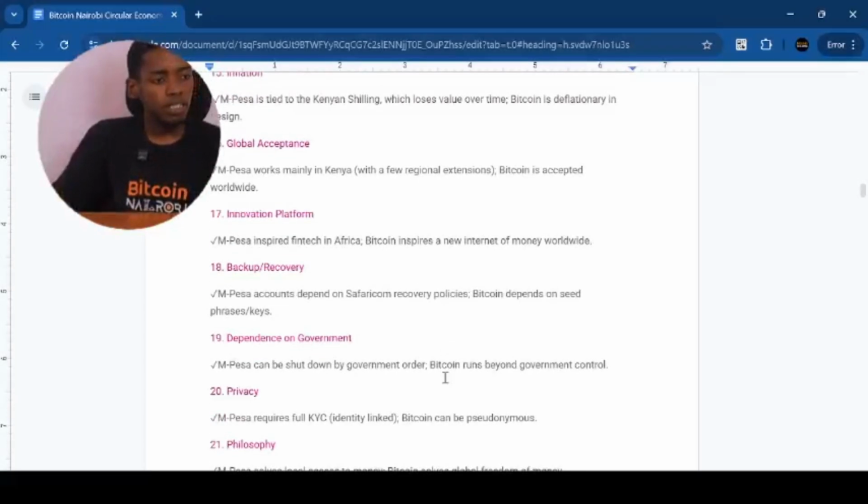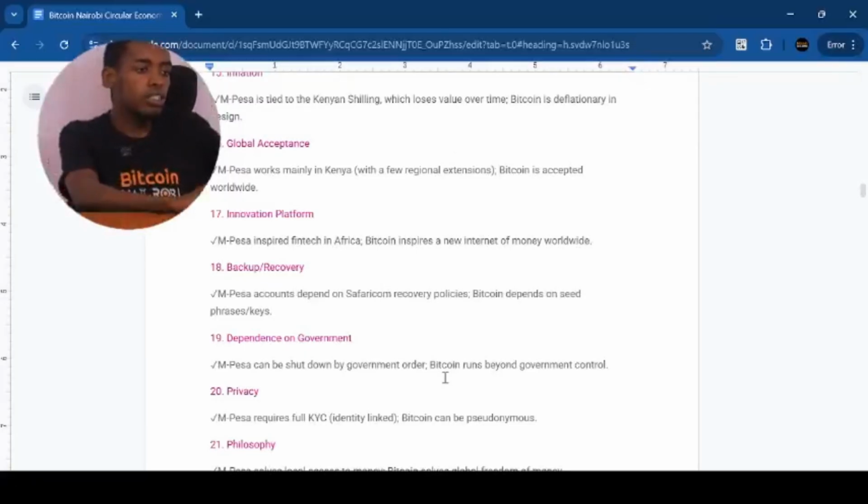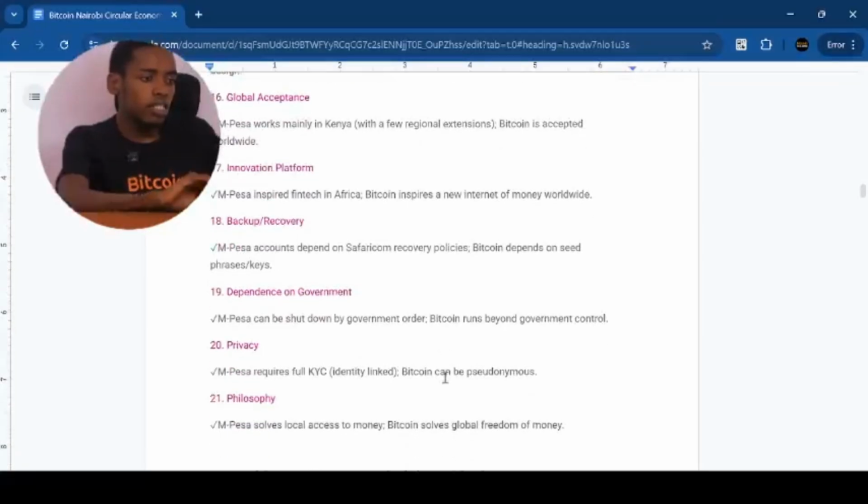So global acceptance, number 16. M-PESA works mainly in Kenya with a few regional extensions like Ethiopia. We have M-PESA in Ethiopia. And Bitcoin is accepted worldwide. That's the one thing that M-PESA will never achieve. M-PESA might not even be in, let's say, Algeria or Morocco, but Bitcoin will very easily be in Morocco or Algeria, since it's decentralized.